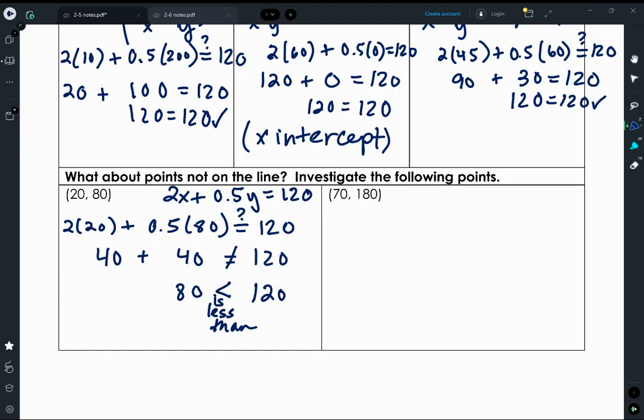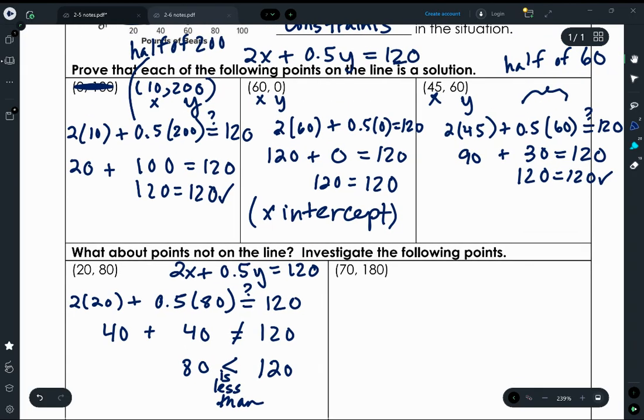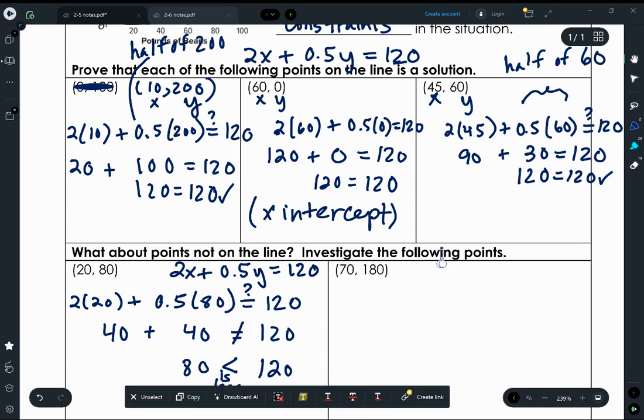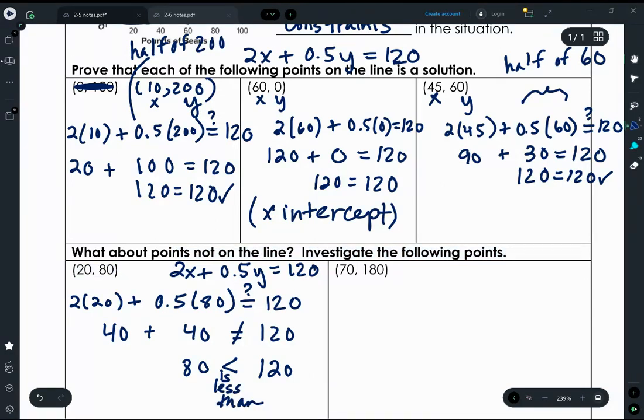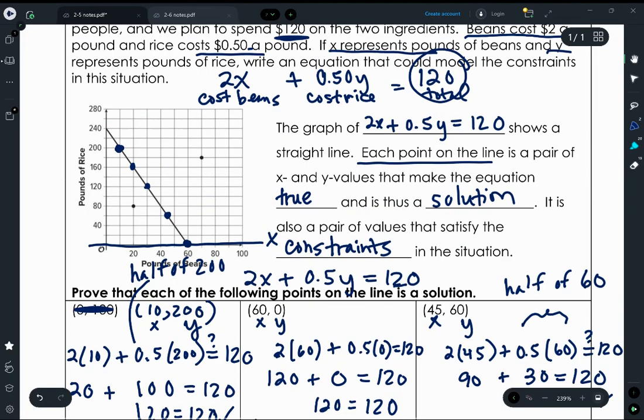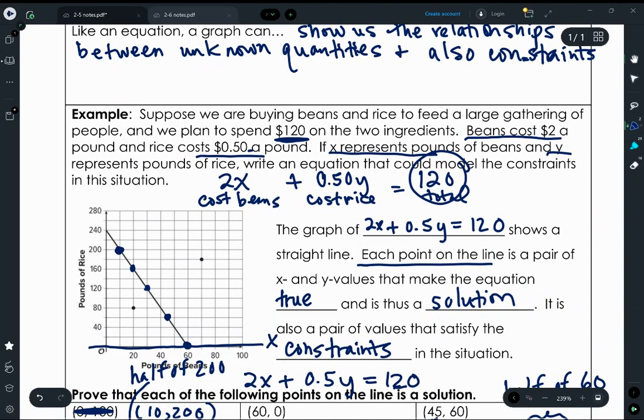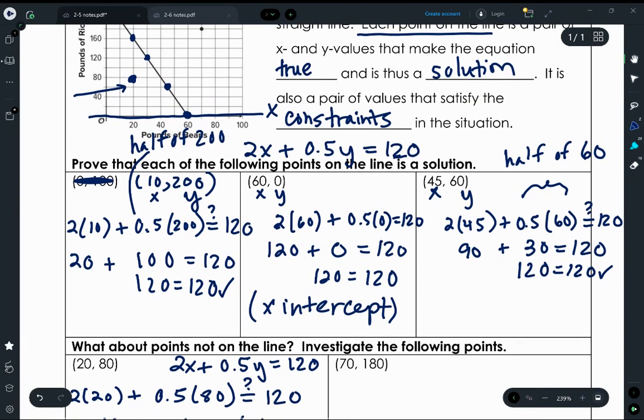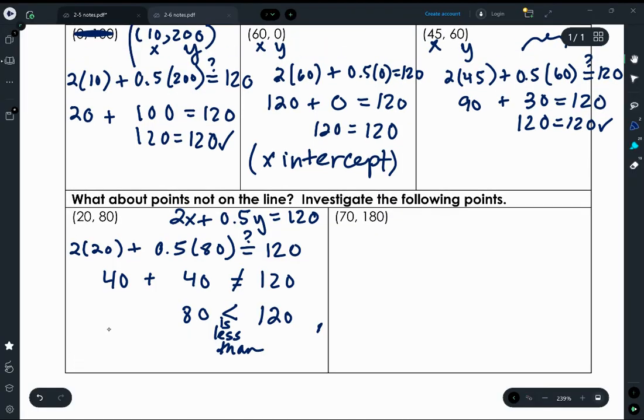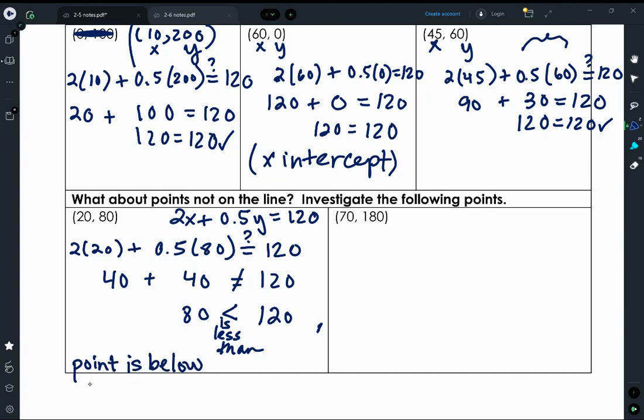So what I would like you to notice about this point on my graph is, if I look at the point, I started out with 20, 80. So let's scroll up here and look at what's going on. It is not wanting to let me scroll. Maybe we can do it now. So if you look at that point here on my graph, the point 20, 80, it is a point below my line. So I ended up with something less than the 120, and it was a point below my line. Okay, so the point is below the line. And that is significant. We'll do more with that later also.